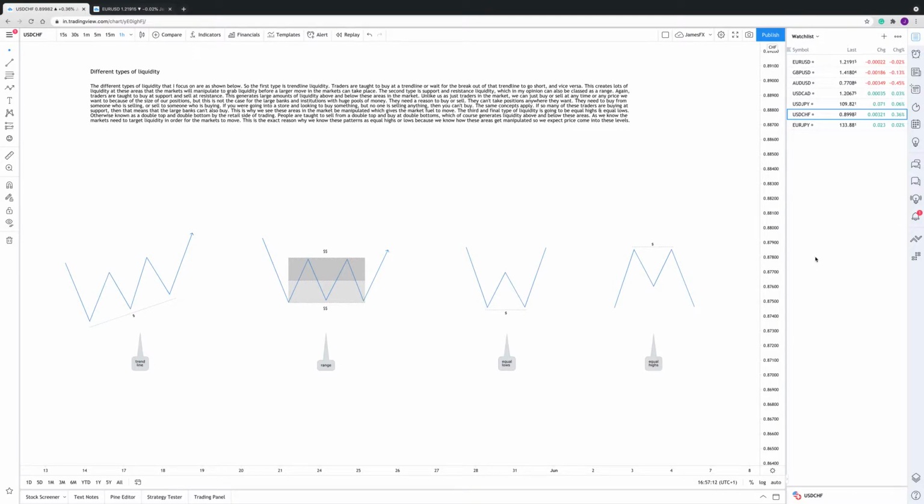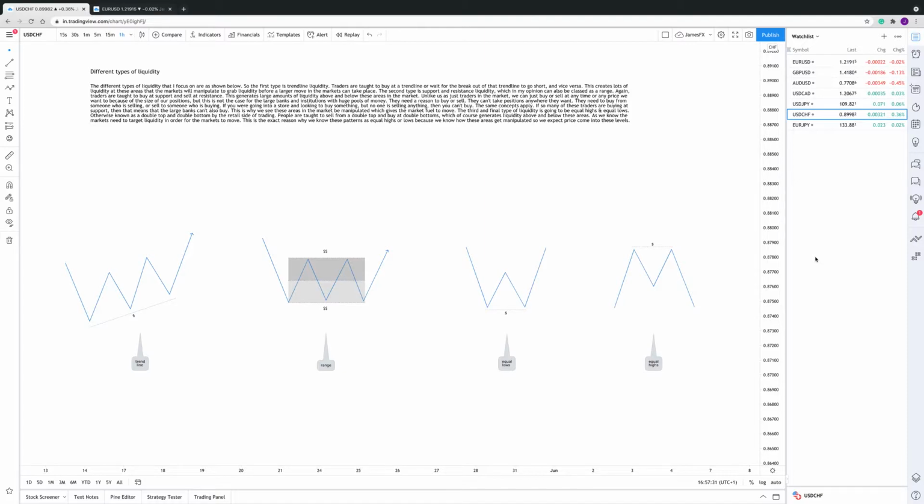Three different types of liquidity that I focus on, and the three that I believe are the most important to be aware of, are trendline liquidity, support and resistance, which I would also classify as a range in some cases, and then equal lows and equal highs, otherwise known as double tops and double bottoms.